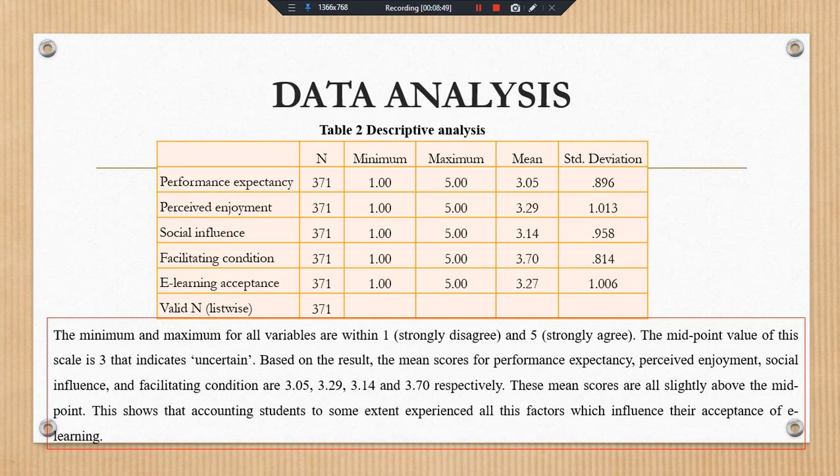For descriptive analysis, the minimum and maximum for all variables are within 1, strongly disagree, and 5, strongly agree. The midpoint value of this scale is 3, which indicates uncertain. Based on the result, the mean scores for performance expectancy, perceived enjoyment, social influence, and facilitating condition are all slightly above the midpoint value. This shows that accounting students to some extent experience all these factors which influence their acceptance of e-learning.